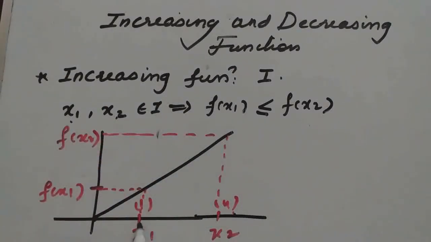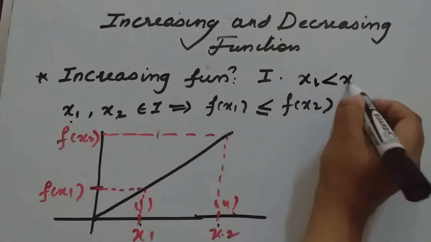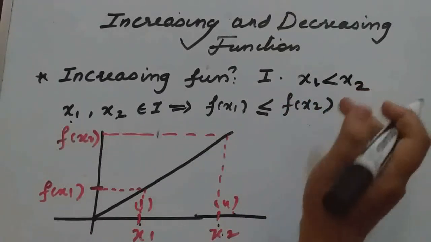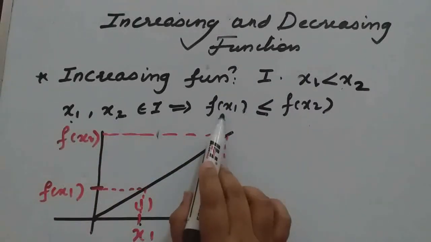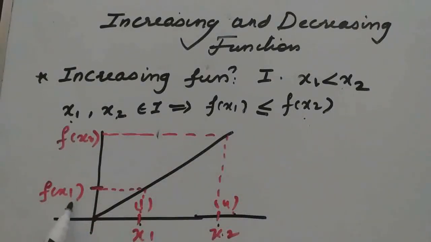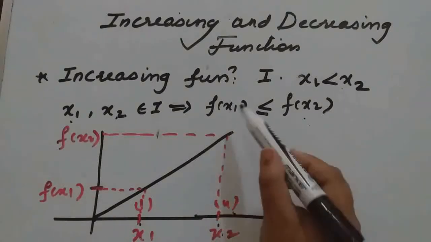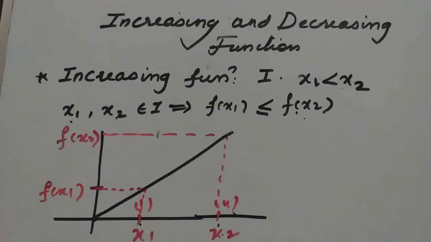So see, x1 is smaller than x2, we know. As we go to the right on the x-axis, the value will be increasing. So x1 is less than x2. Here I didn't write that condition. x1 should be less than x2, and x1, x2 belong to I, x1 less than x2, and then f of x1 is also less than or equal to f of x2, then this function will be an increasing function. Now here f of x1 is less than f of x2. Sometimes it can be equal also, okay? So better consider this graph.